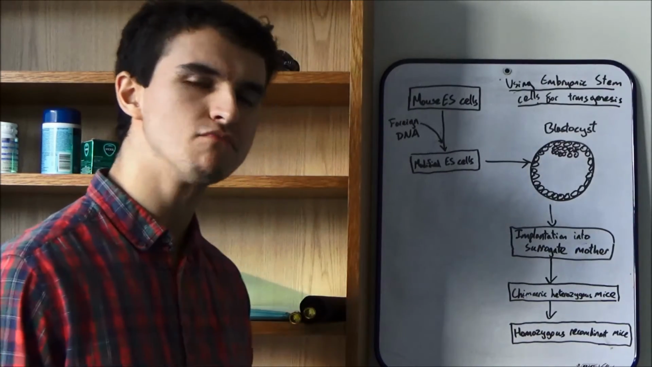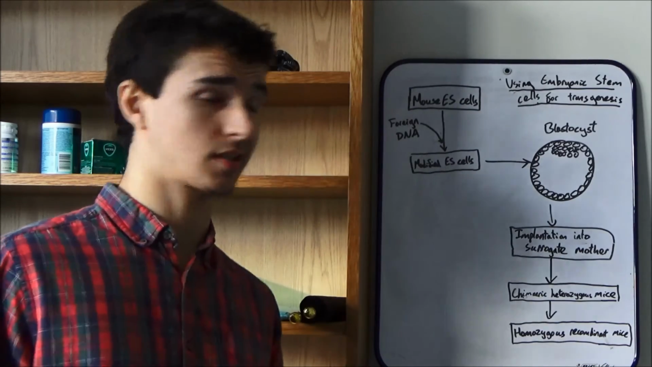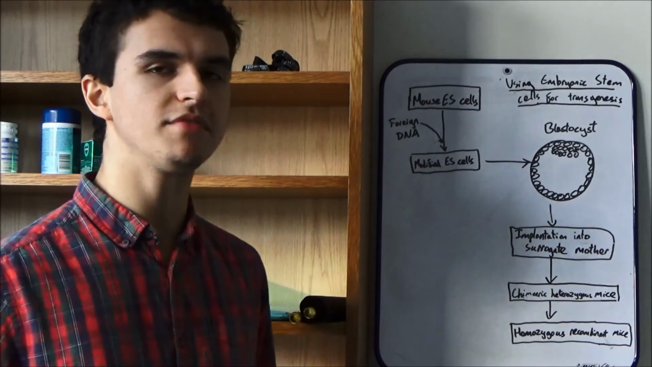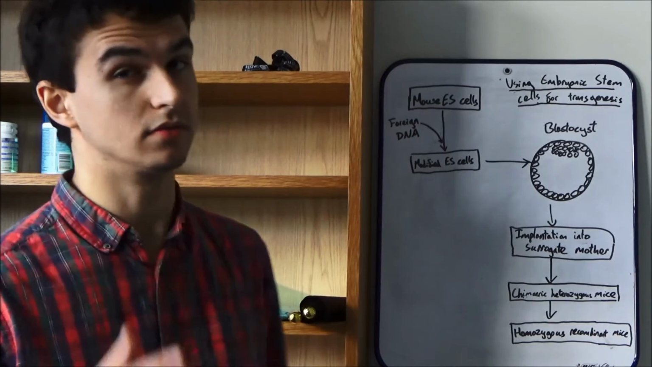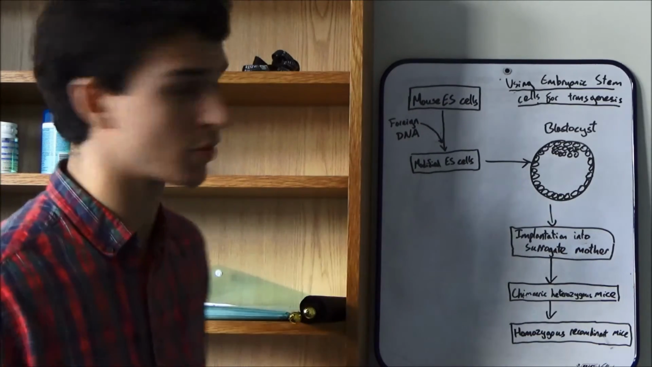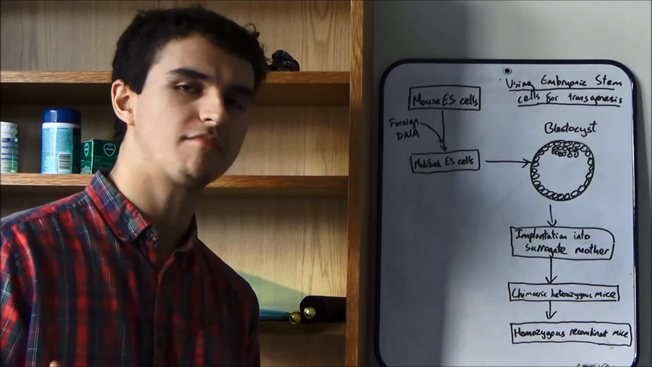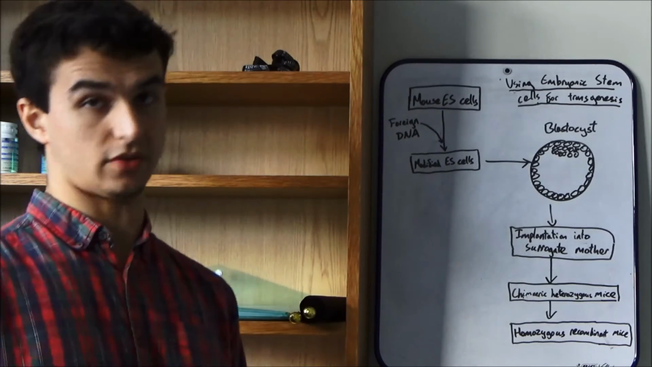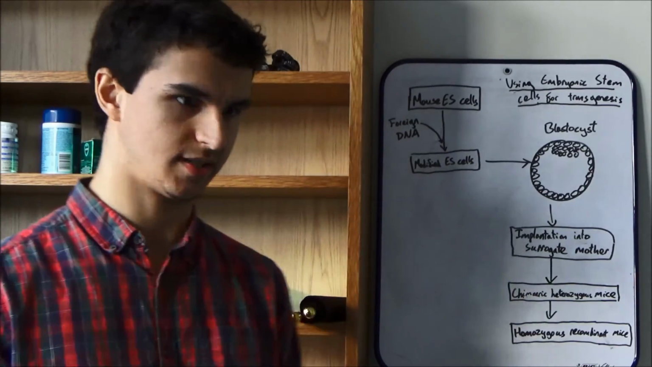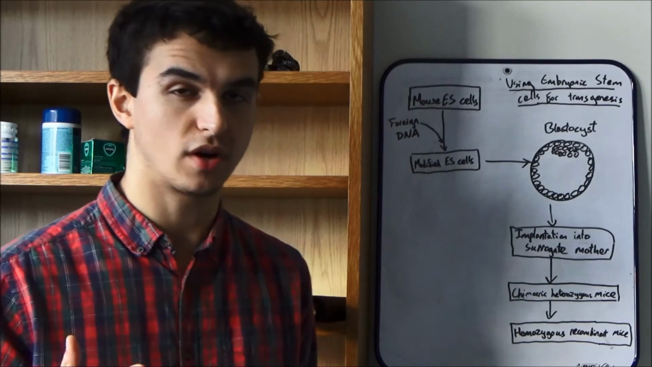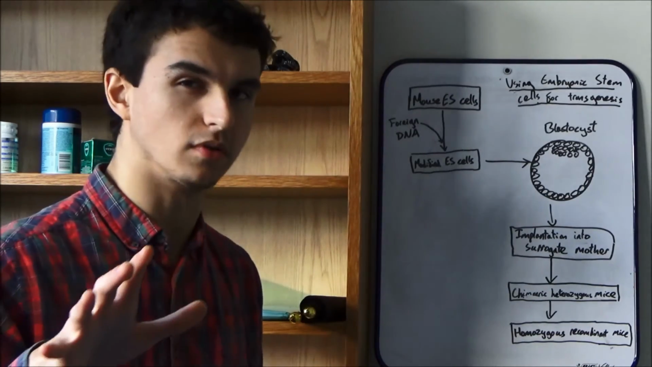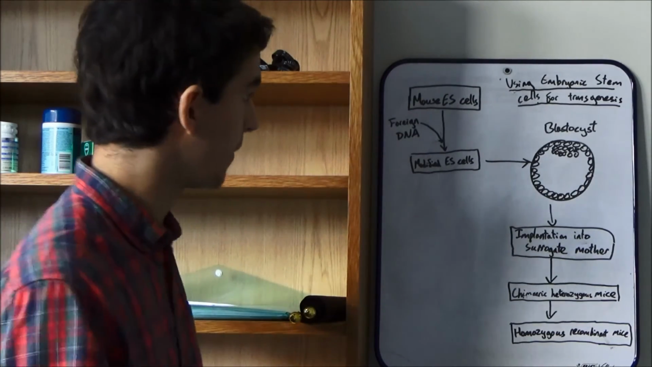But a technique which is more commonly used nowadays, I think, is using embryonic stem cells. Now, embryonic stem cells are cells which are produced in the early embryo which have no particular function. They're undifferentiated. So that means they have the potential to give rise to all possible cell types. And that makes them really useful.